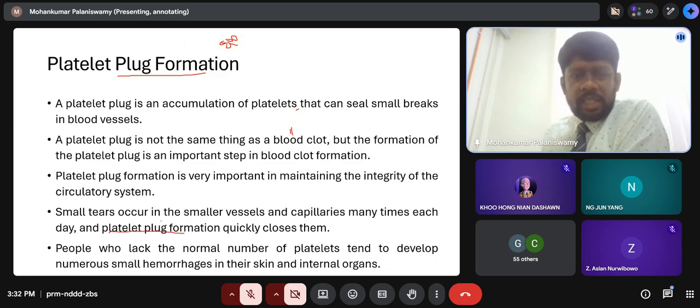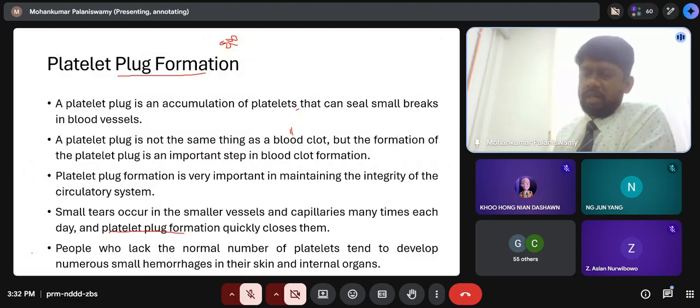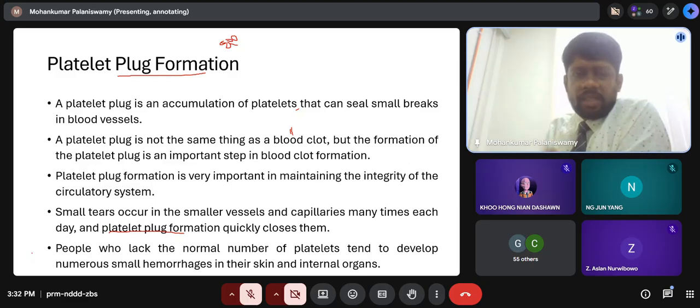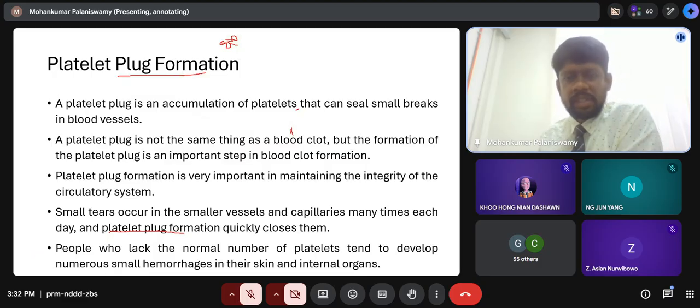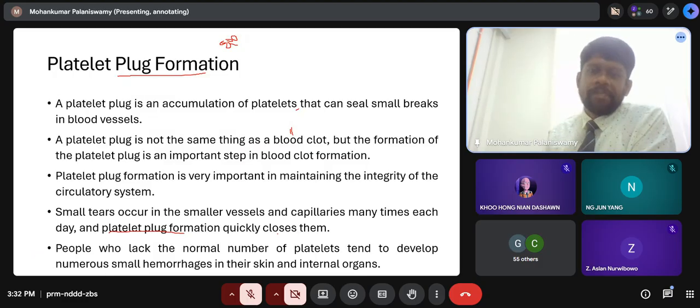So small tears occur in the smaller vessels and capillaries many times each day. Whenever we do regular activities, whenever we do some push-ups or sit-ups, whatever it is, there may be a small tear in the blood vessels. So this platelet plug formation quickly closes or seals them.